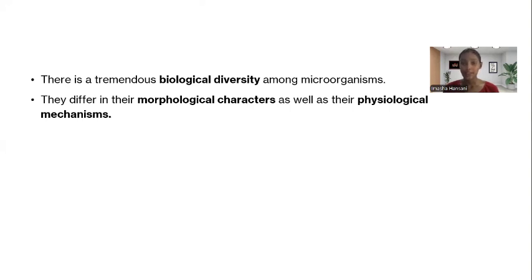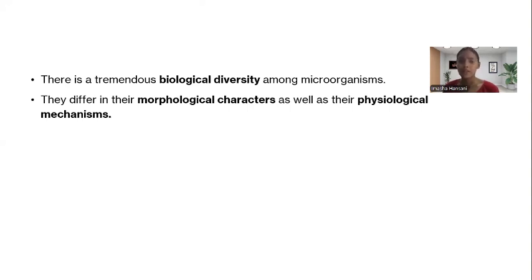Even though there are common characteristics, they are diversified. How did they diversify? In their morphological characters. What are morphological characters? Morphology means what you can see, the appearance. So, whenever you see a parrot, you can recognize it as a parrot. How? Through the appearance. Like that, microorganisms also have their own morphological characters, like they differ in their appearance, as well as their physiological mechanisms.